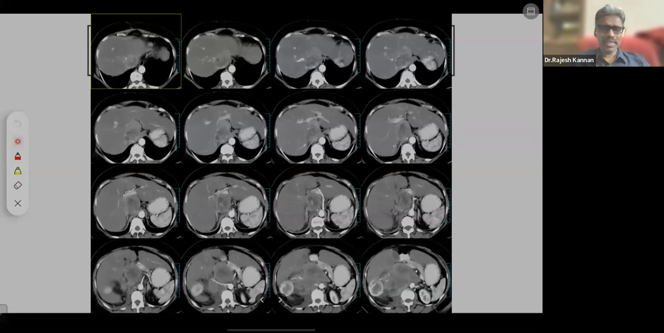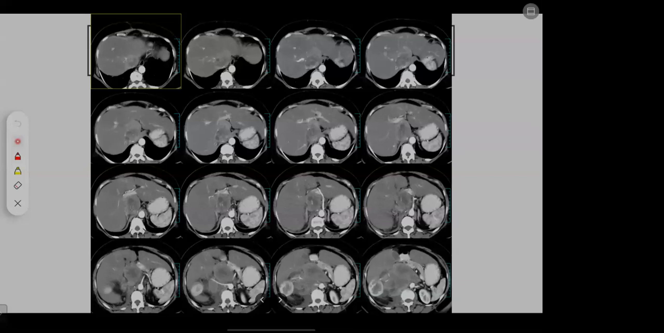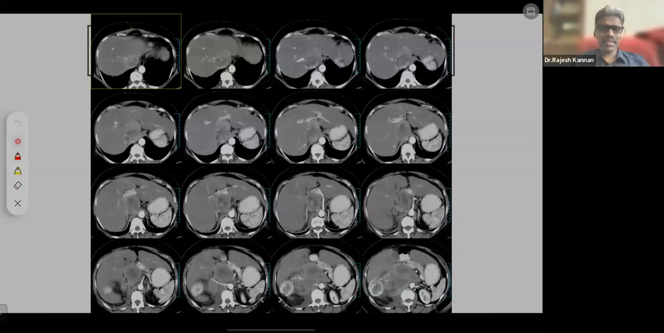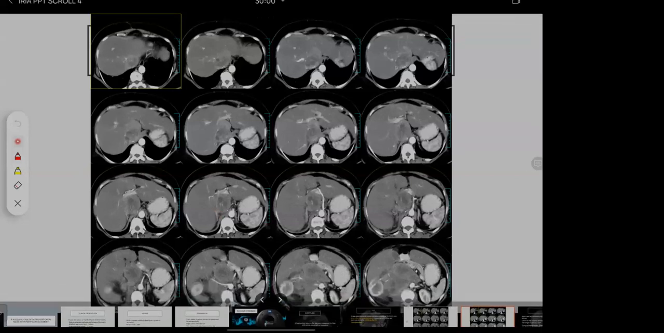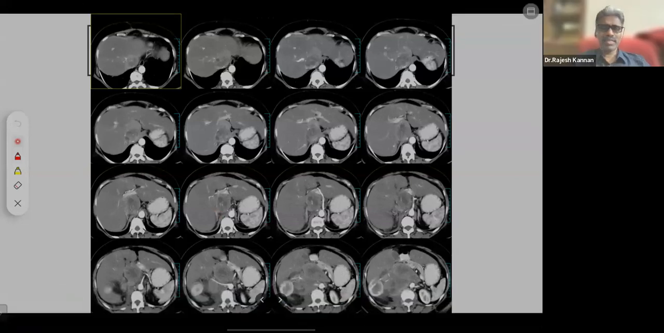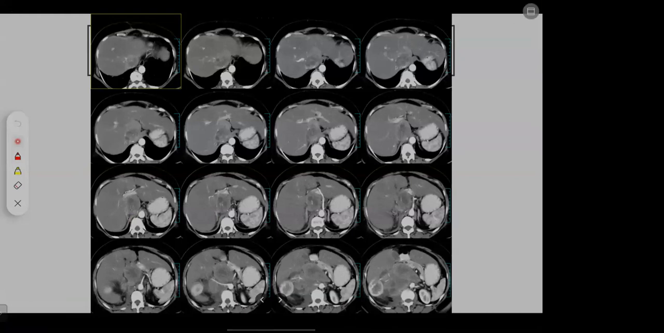Can you see the adrenal gland separately? Yes, sir, the adrenal gland we can see separately. Can you show that? It is seen in the third row, this one. So the adrenal gland is seen separately, so that means it's not from the adrenal gland. Yes, sir, not from the adrenal.